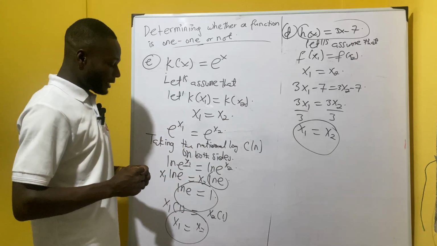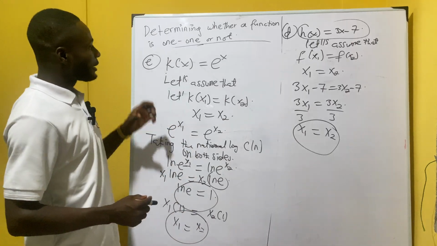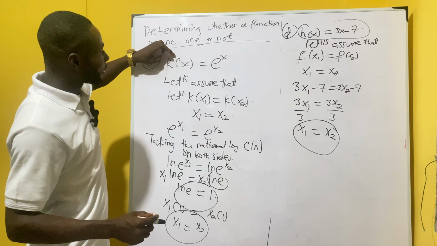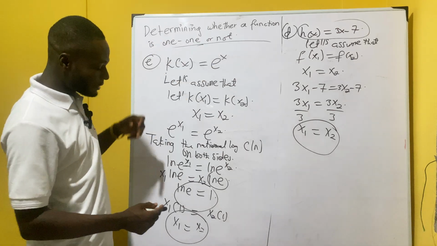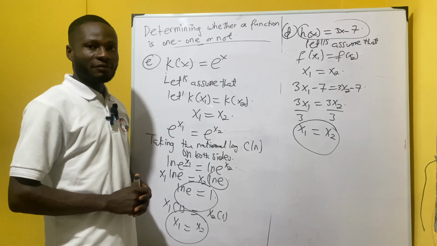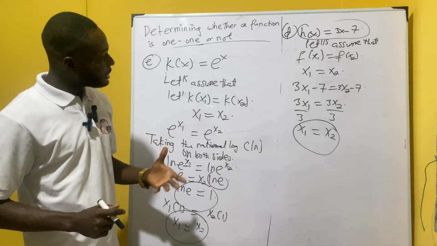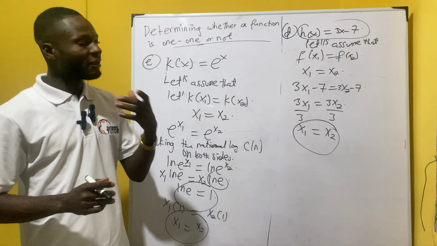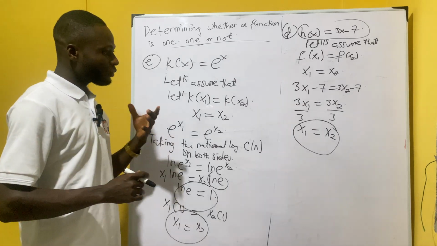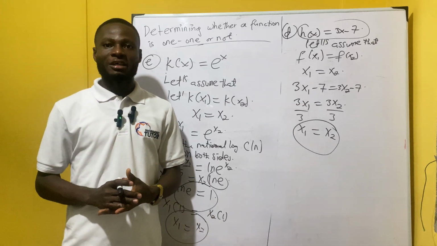And that concludes that this particular function k of x, which is equal to e power x, is indeed a one-to-one function. Please don't forget to pause the video as you watch and then give it a try by yourself. When you get it, you'll be happy.